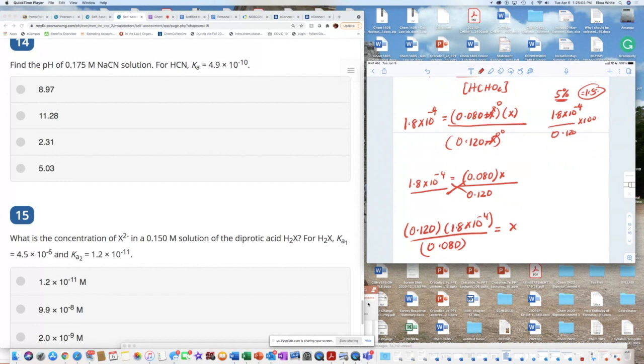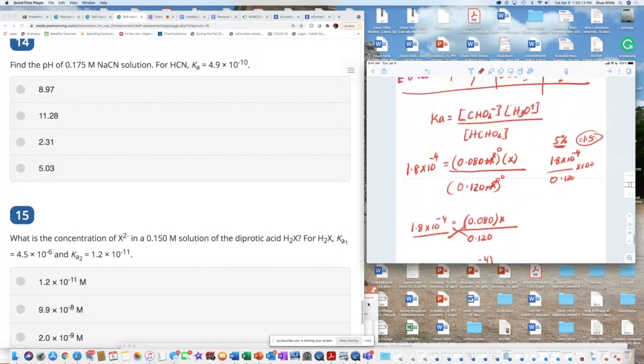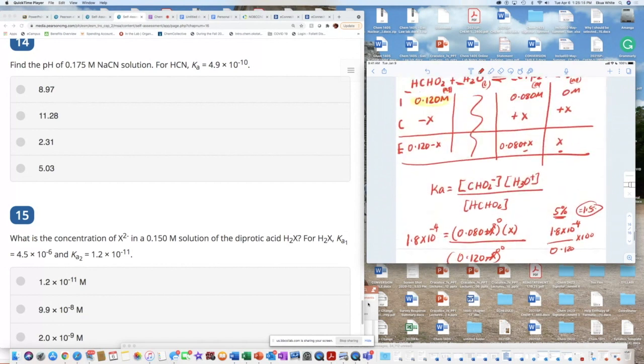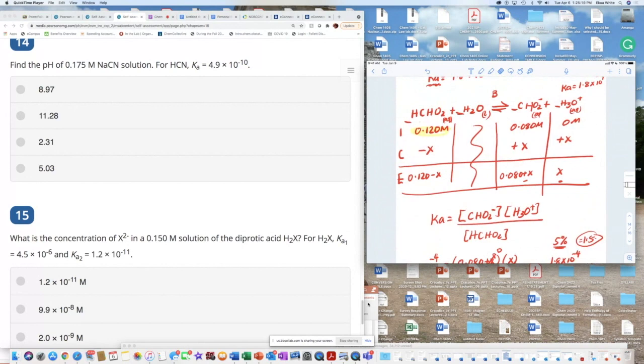Okay, I'm getting x as 0.00027 molar. And this is going to be the x that goes in here, right? So we really care about the H3O plus. Most of the time, I recognize the part that we care about in the formula, not all the time, is this part here, the hydronium. So 0.00027 molar.